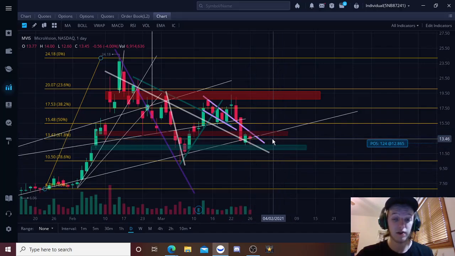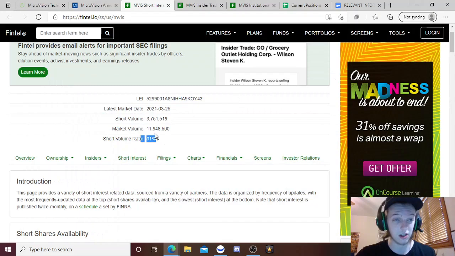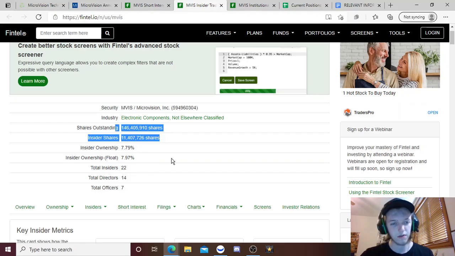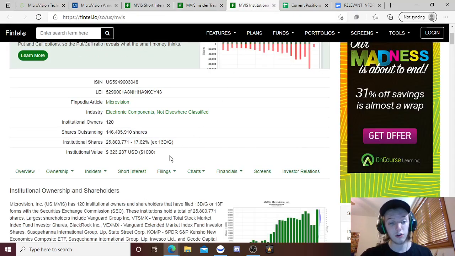And on a stock like Microvision, it's even higher, in my opinion. These guys are going to get burned eventually. But taking a look at their insider trading report, 7% of the total shares outstanding is owned by insiders. That's how you get this statistic. You just take this of this, that equals 7%, almost 8%. Very bullish. Institutional ownership, 17%. I don't care as much about this statistic as opposed to the insider ownership, but still bullish nonetheless.